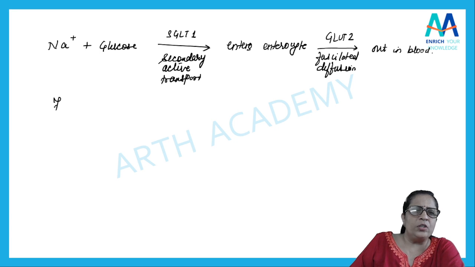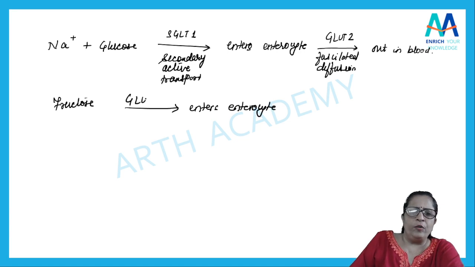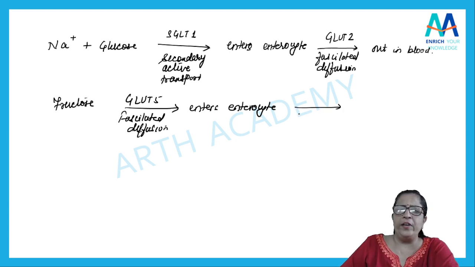यदि मैं बात करूँ सिर्फ fructose की, so fructose, it will be taken inside or it will enter the enterocyte through GLUT5. This will be facilitated diffusion. And again, with the facilitated diffusion only, it will go out into the blood. And here there is a role of GLUT2.